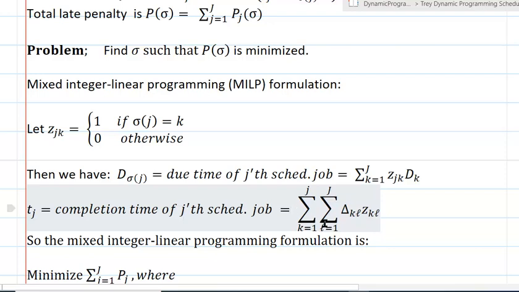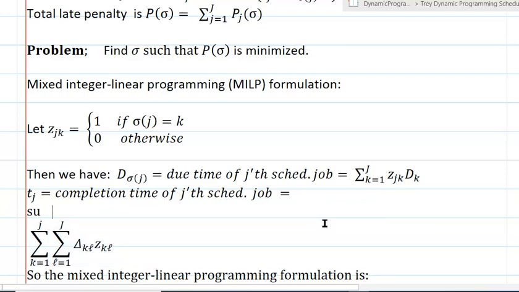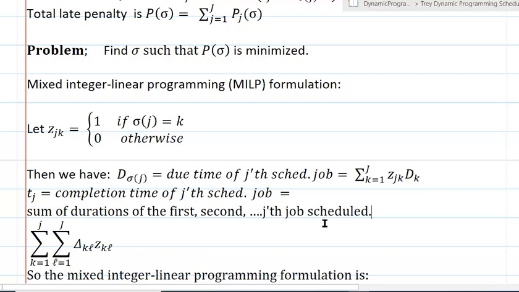Okay, so let me write another line here. That's going to be equal to the sum of the durations of all jobs scheduled, the first, second, up to the jth job scheduled. Right, because the time at which my third job is completed is the duration of the first job scheduled plus the duration of the second job scheduled plus the duration of the third job scheduled.